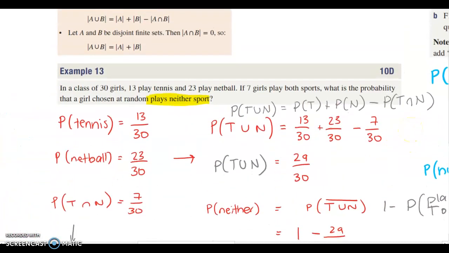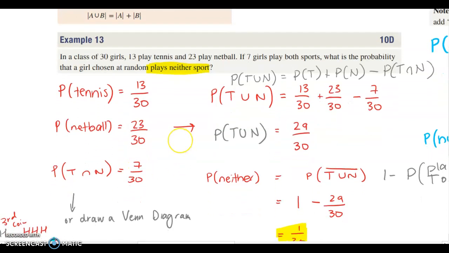Okay, and that's what the red writing is up here. So the probability that a girl plays tennis is 13 out of 30. So we've got that fraction. The probability that a girl plays netball is 23 out of 30. And the probability that they play both sports, so that's our intersection, or T and N, the part that we had in the middle of our Venn diagram, is 7 out of 30.